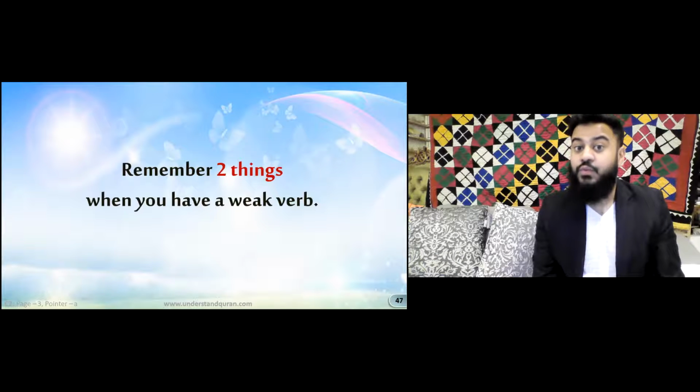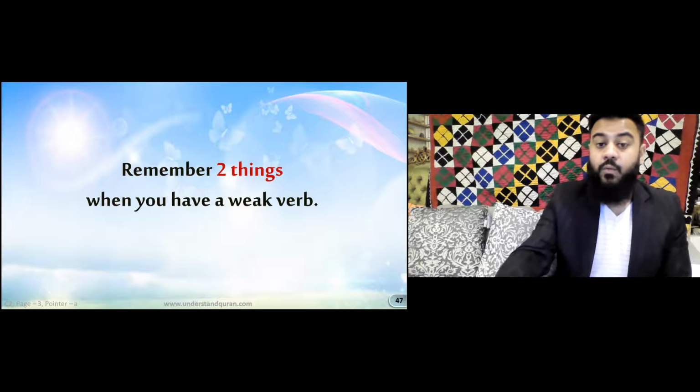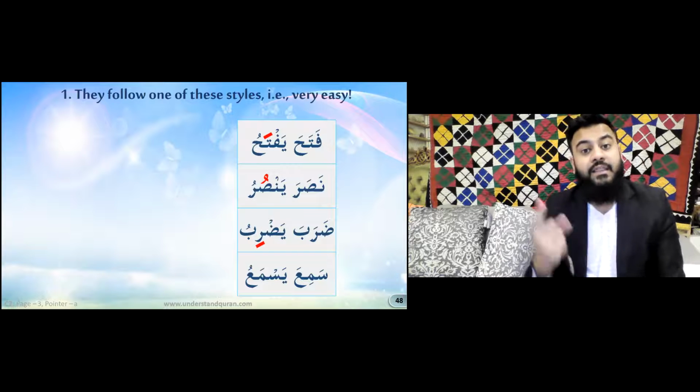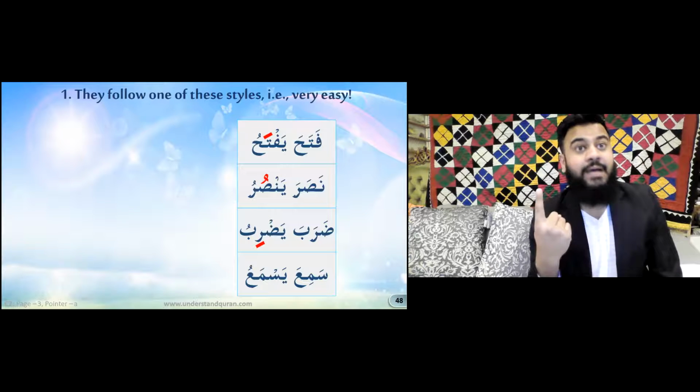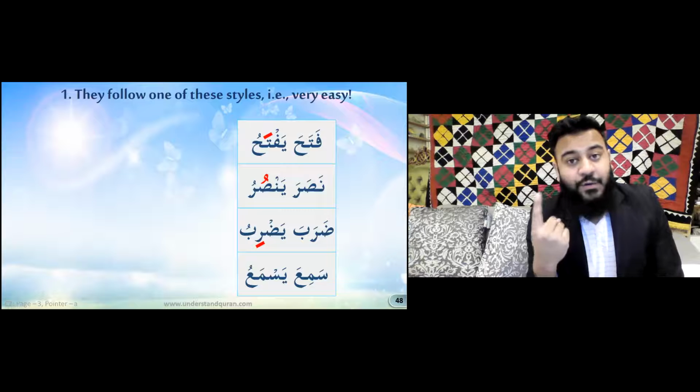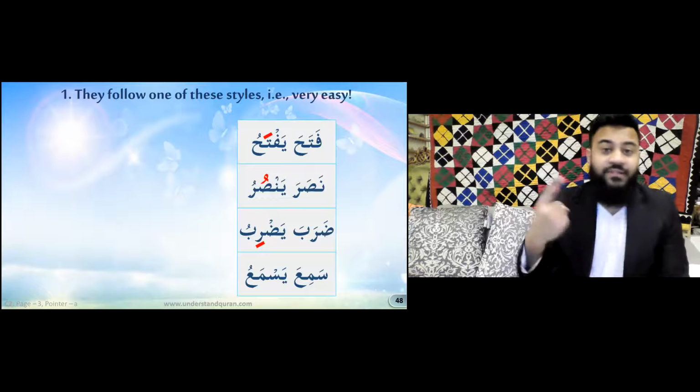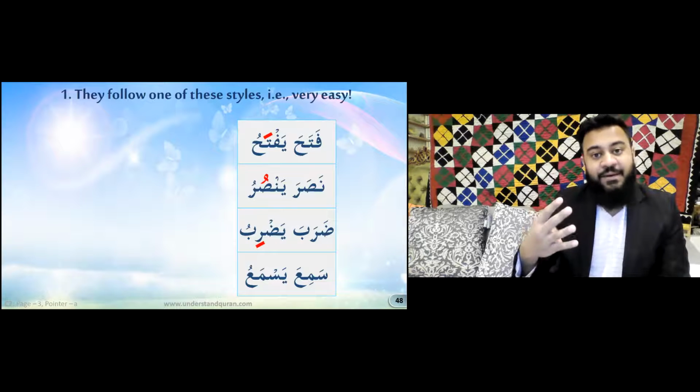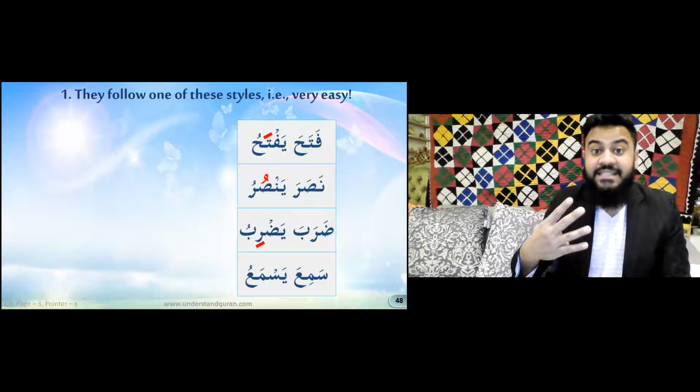We said there are 2 things to remember about weak verbs. What are they? Number 1, they follow the same styles we already know. So alhamdulillah, you're already there. They follow the same styles for fatha, nasara, daraba, sami'a. The styles that we've learned for these sound verbs.